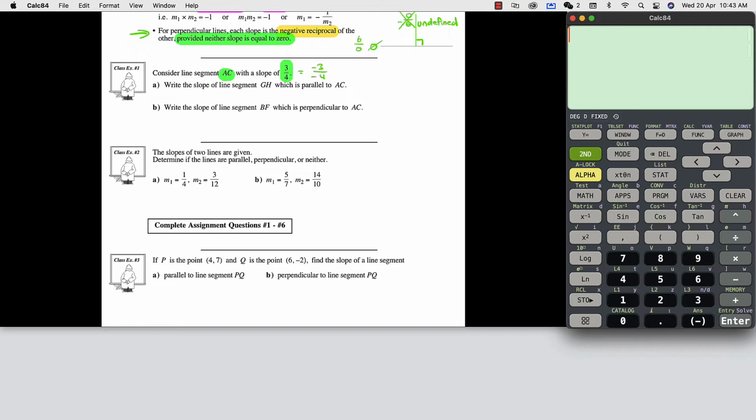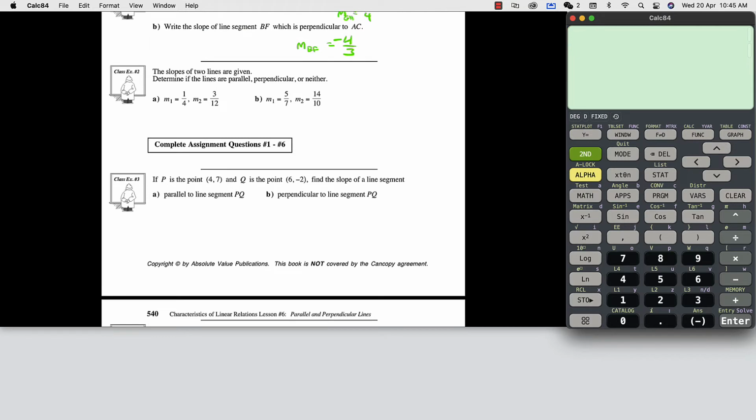Okay, so write the slope of line segment GH that is parallel to it. Well, that would be the same thing. 3 over 4, because parallel means the slopes are the same. So the slope of GH equals 3 over 4. Write the slope of BF if it's perpendicular. So the slope of BF would equal, well, again, flip that fraction and change the sign.